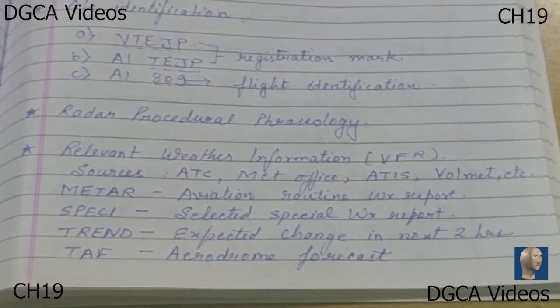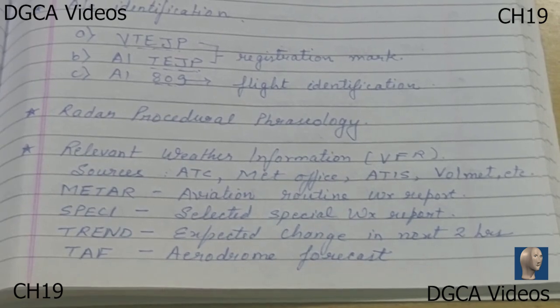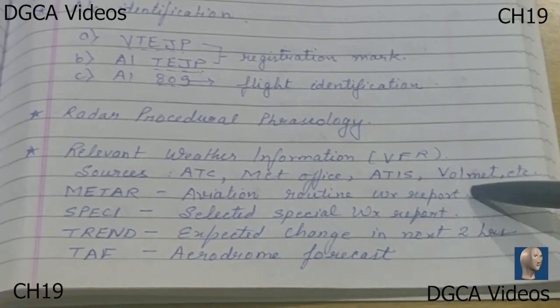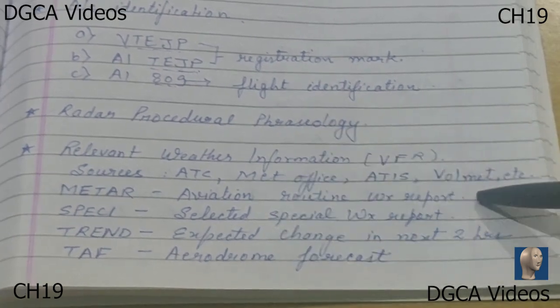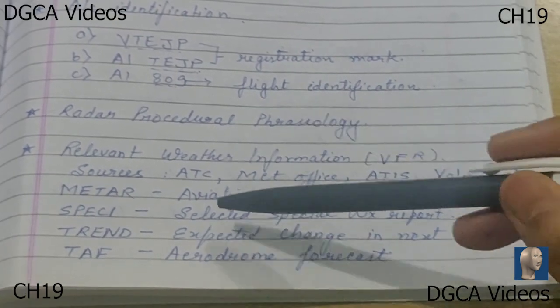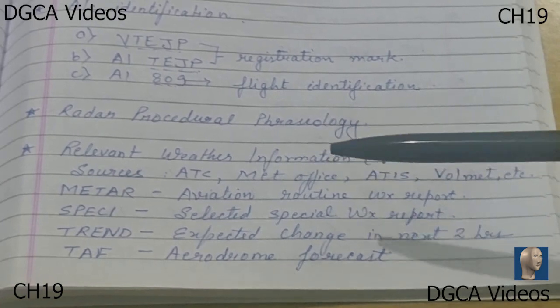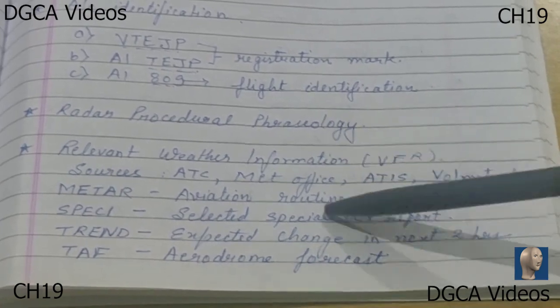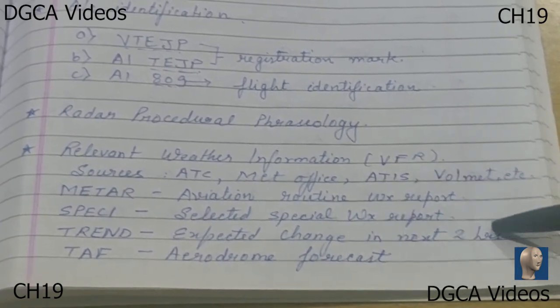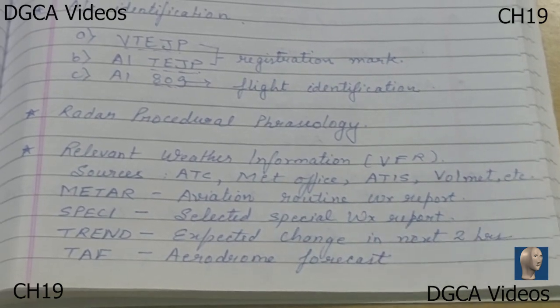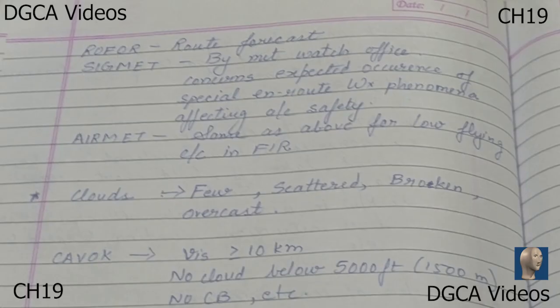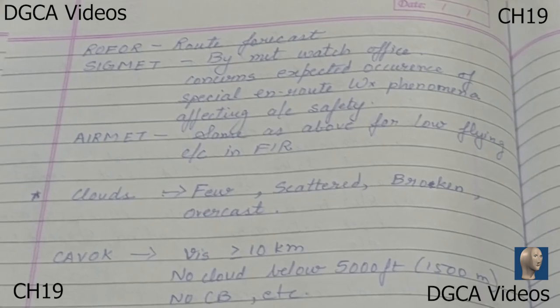Okay, so METAR is an aviation routine weather report. It is a routine weather report, and you will be getting a METAR report every half an hour. SPECI is a special weather report. Trend is expected change in the next 2 hours. TAF is aerodrome forecast. ROFOR is route forecast.